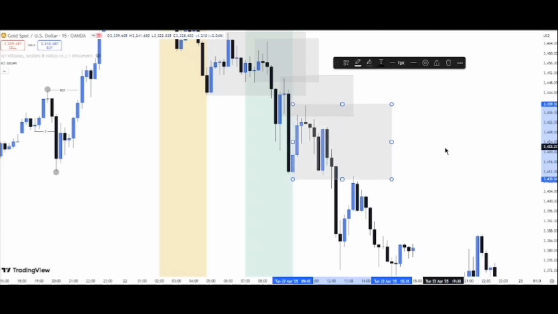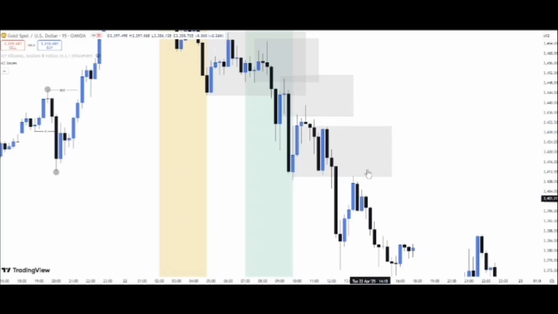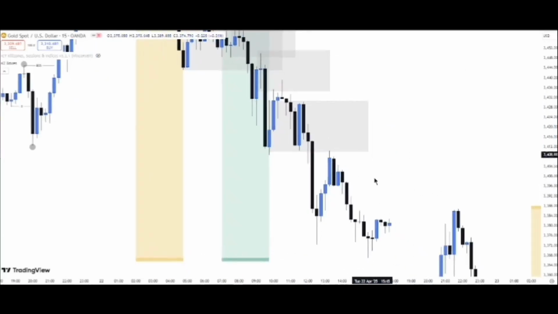Now, this is also too large. How do you refine it? Well, how you refine it is you refine it to this one here. And price tap into it precisely, boom, and went down. So you can continue to stack.